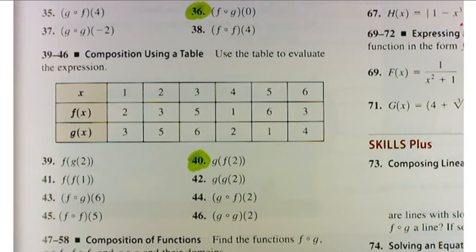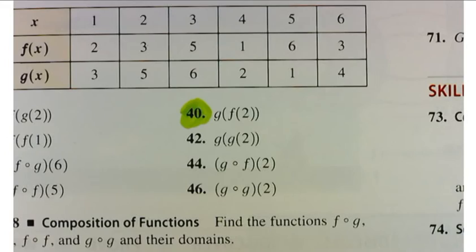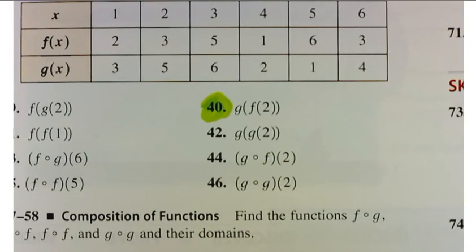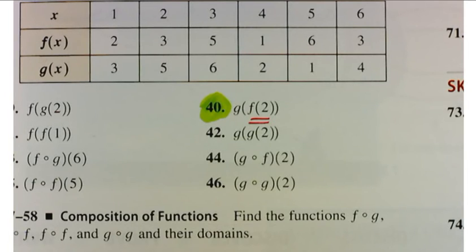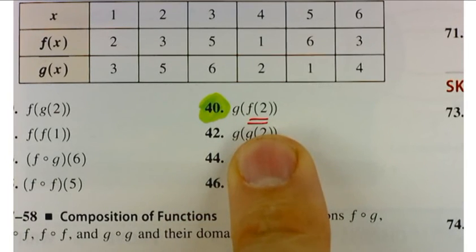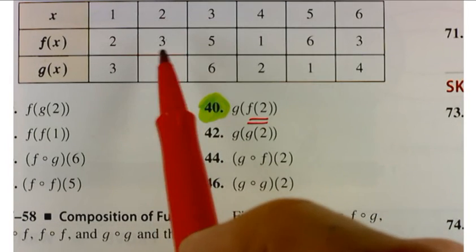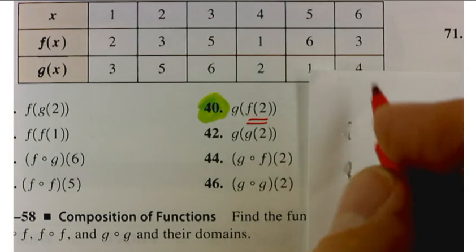All right, so let's start out inside the g. Let's start out with f of 2. What's f of 2 equal? So f of 2 is 3. So equivalently, that's g of 3. And what's g of 3? G of 3 is 6.